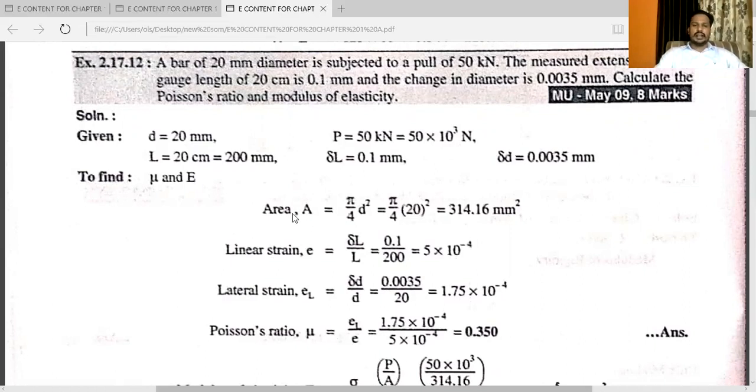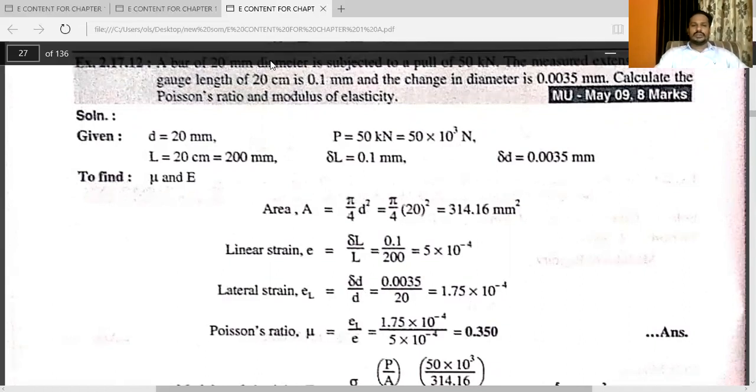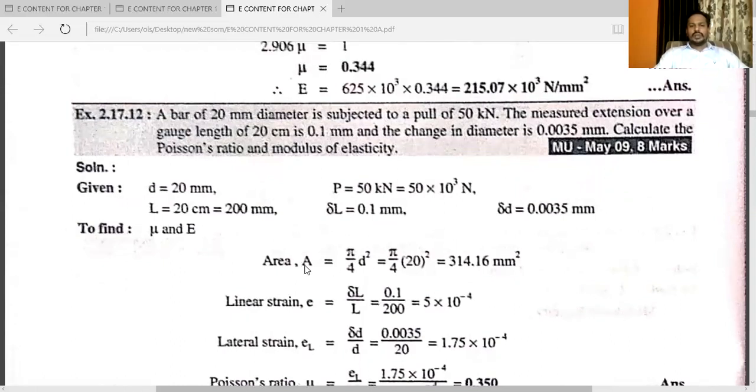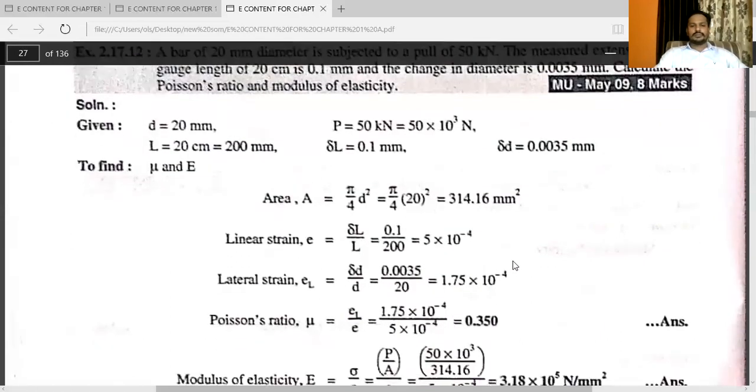The area A is equal to pi by 4 into d square, because the diameter is given, means the bar is circular. So cross sectional area is equal to pi by 4 into d square, that is pi by 4 into 20 square, which is nothing but 314.16 mm square.